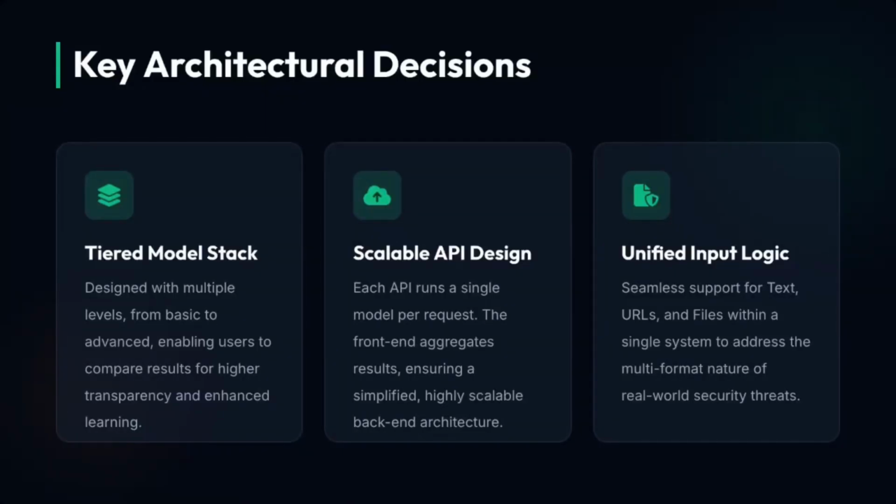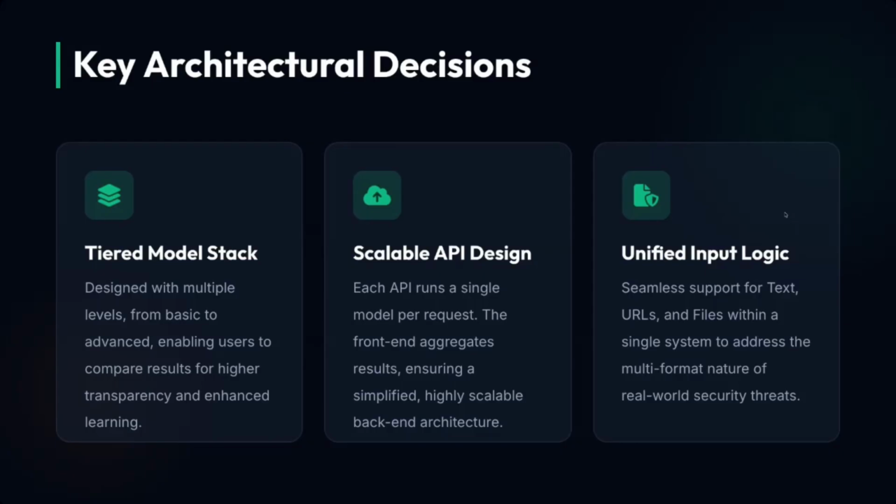Hello, my name is Nguyễn Đông Khánh. One of our key design decisions was to structure the system around multiple model levels, ranging from basic machine learning models to more advanced approaches. This layered design allows users to compare performance across different levels rather than relying on a single prediction, which improves transparency and educational value. We also decided to separate model execution from result aggregation. Each API call processes only one model, while the front end handles combining results from multiple models. This keeps the back end modular and scalable while still supporting flexible multi-model evaluation.